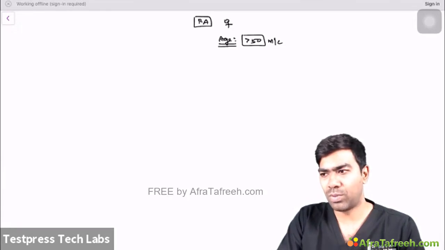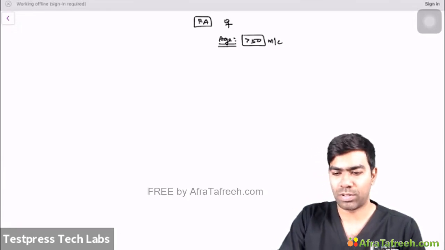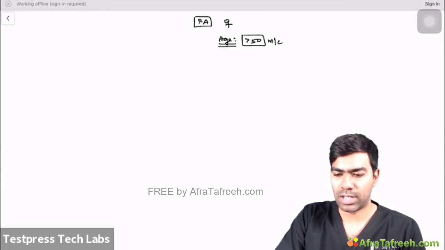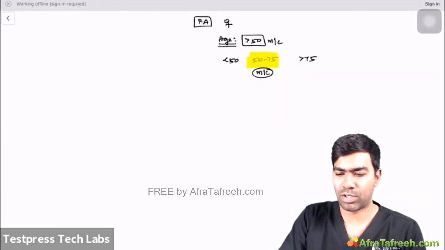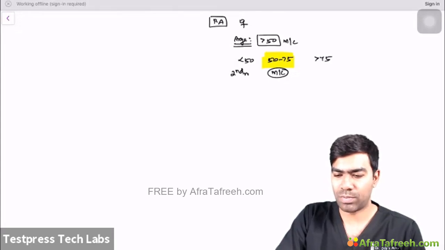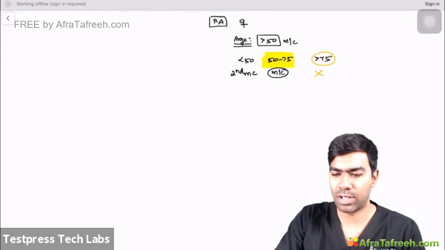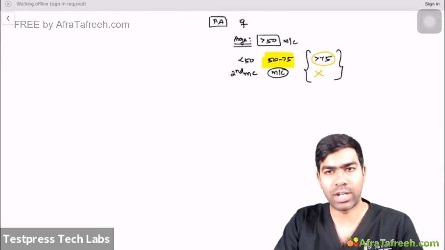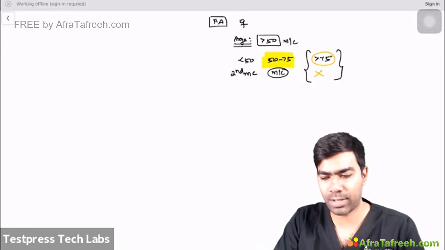But you can split into 3 groups. One is less than 50, the second is 50 to 75, and the third is more than 75. In these groups, 50 to 75 seems to be the most common age group where you get rheumatoid arthritis. Less than 50 is the second most common, and more than 75, it's unlikely to be rheumatoid arthritis. Usually beyond 75 years, you don't really get rheumatoid arthritis. So that's the take-home point here. It will be some other disease, not rheumatoid arthritis.